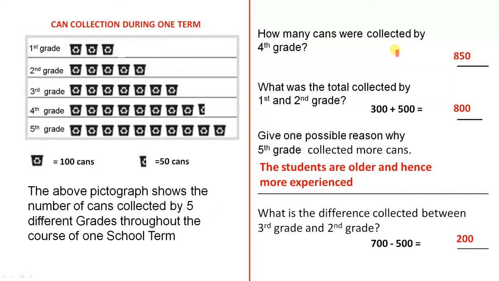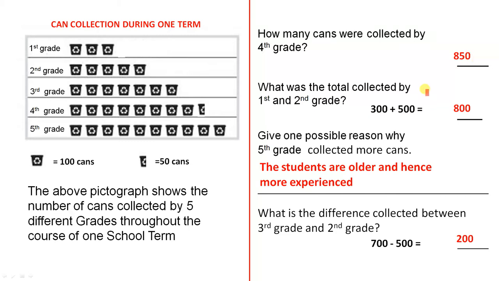How many cans were collected by 4th grade? Let's go to 4th grade. Let's add them up. 1, 2, 3, 4, 5, 6, 7, 8. That represents 800. Of course, each of these represents 100. That one's 50. So we have 850. So 4th grade collected 850.